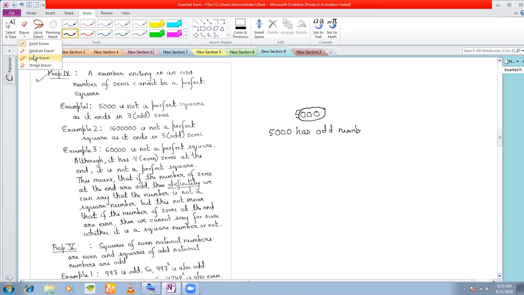Let's say it has 3 zeros, which is an odd number. Therefore 5000 cannot be a perfect square.